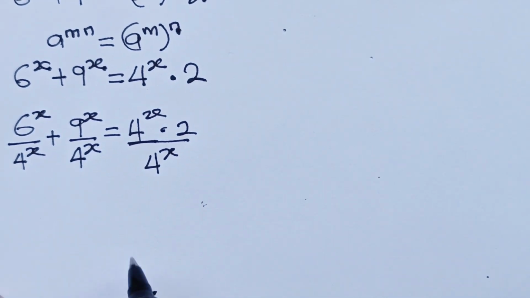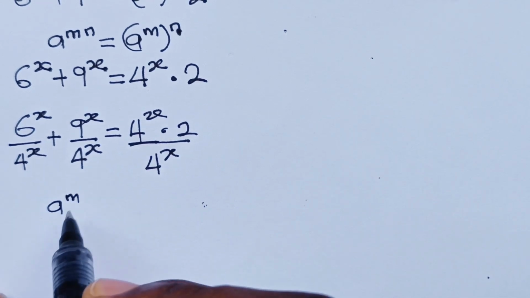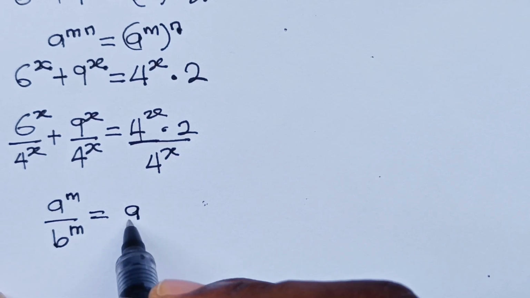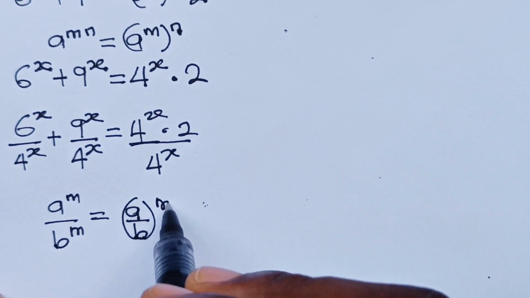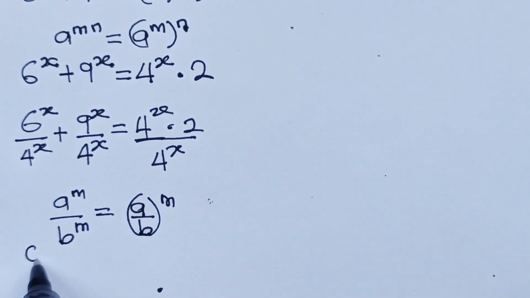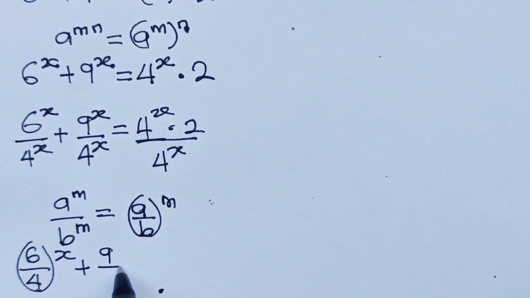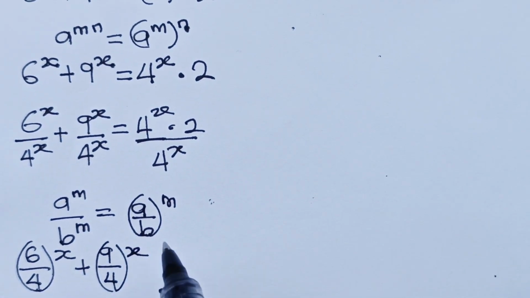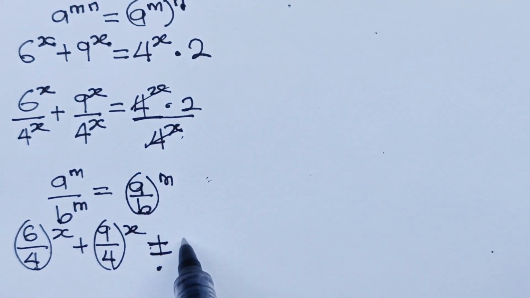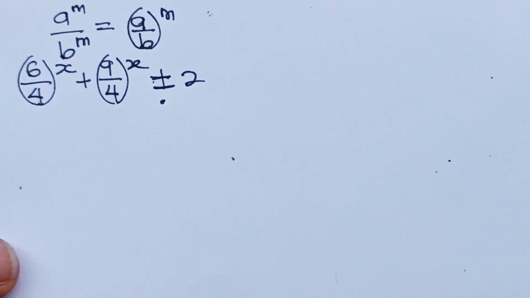Now recall, when you have a to the power of m divided by b to the power of m, this is the same thing as a divided by b raised to the power of m. So we are going to rewrite this that way. So this is going to be 6 divided by 4 raised to the power of x plus 9 divided by 4 raised to the power of x is equal to, now this we cancel, so we are left with just 2. Okay, let's continue.